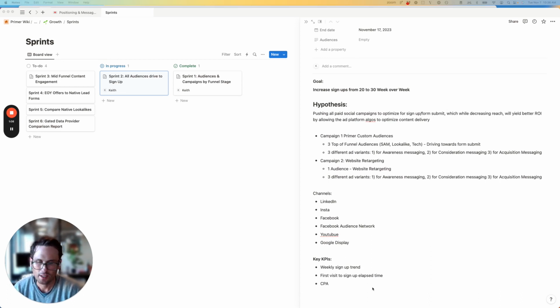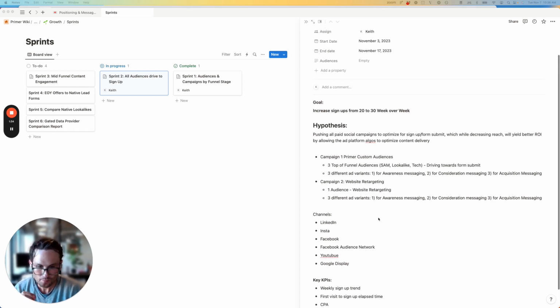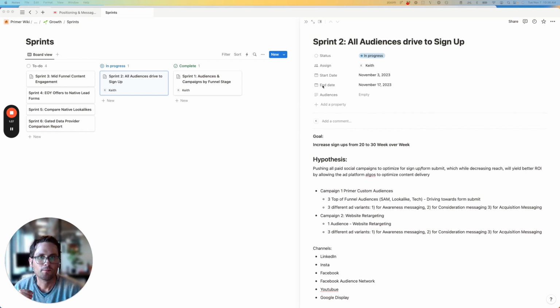We expect that the majority of our experiments will fail. So the expectation is that we will not necessarily hit our goals, but what we want is 1 out of every 3 sprints to yield an always-on motion that we can leverage week over week, month over month, and iterate on. So, with that all said, let's get into an example.